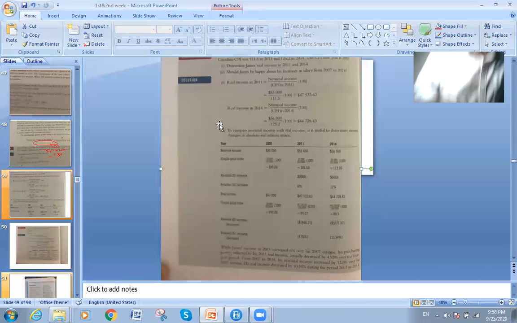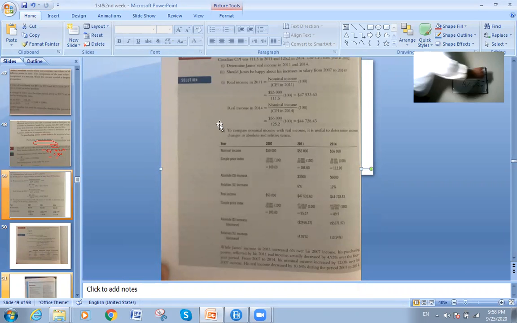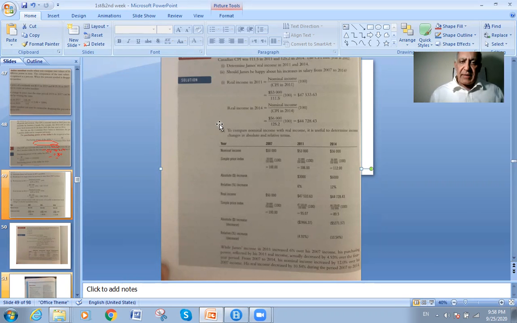Okay. The rule here is very easy. I say that the real income equals the nominal income divided by the CPI. That means, as in the example here, real income, can you see it? You can see it here on the screen: real income equals nominal income divided by the CPI and multiplied, of course, by 100.